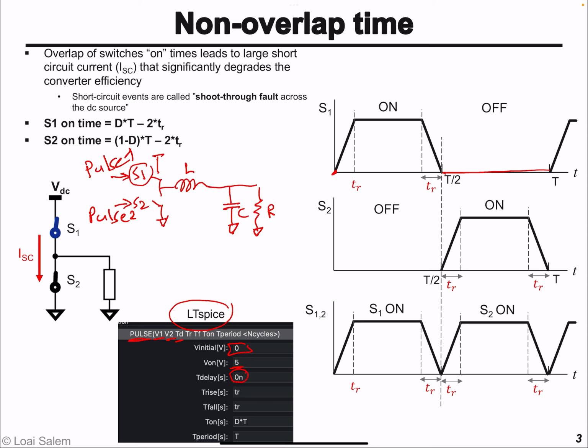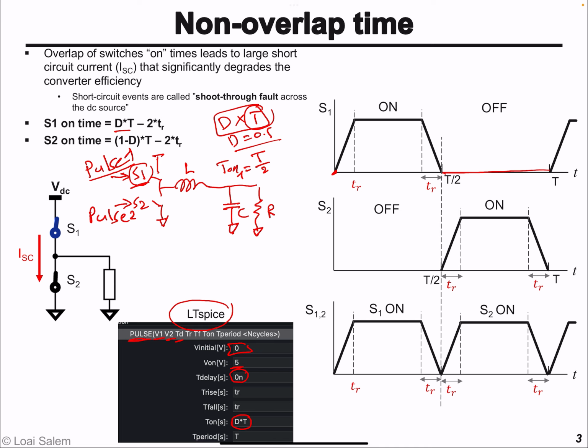And after that, we have the on time. If we are setting the on time for the pulse signal that's driving switch S1, it should be related to the cycle time T, right? Assume the duty cycle is 0.5. So we should set the on time for S1 to be essentially T over 2. That is the T on, the on time for the pulse signal that's driving S1.